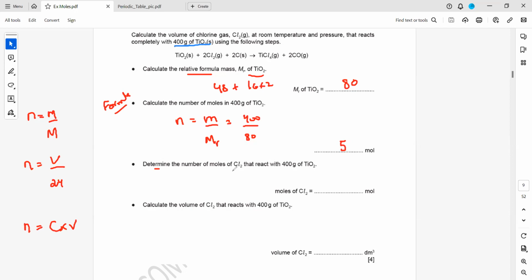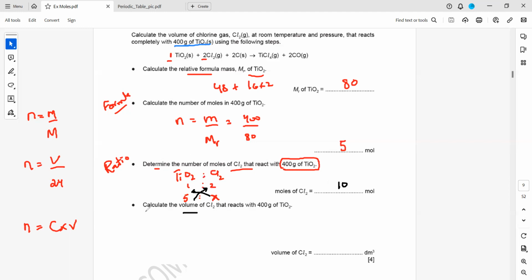The next part: determine the moles of chlorine that reacted with 400 grams of titanium oxide. We need the moles of chlorine, but we don't have any information about the chlorine, like its mass or its volume. So what we can do is use a ratio. We'll take a ratio between titanium oxide and chlorine. According to the equation, if we have 1 mole of titanium oxide, how many moles of chlorine are there? 2. So the ratio between them is 1:2. If we have 5 moles of titanium oxide, how many moles of chlorine will be there? X. So we just cross multiply. 1 multiplied by X and 5 multiplied by 2. So that will make 10 moles. So we have 10 moles of chlorine.